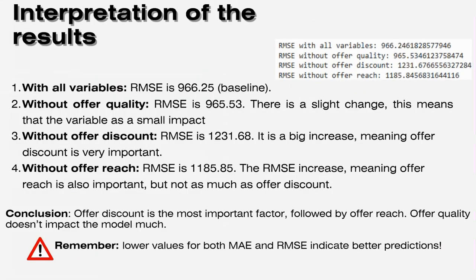So when we removed the offer quality, the RMSE changed only slightly compared to the full model. And this suggests that the offer quality, while somewhat important, doesn't have a significant impact on the customer response. On the other hand, removing offer discount led to a noticeable increase in RMSE, indicating that it is an important variable for understanding customer behavior.